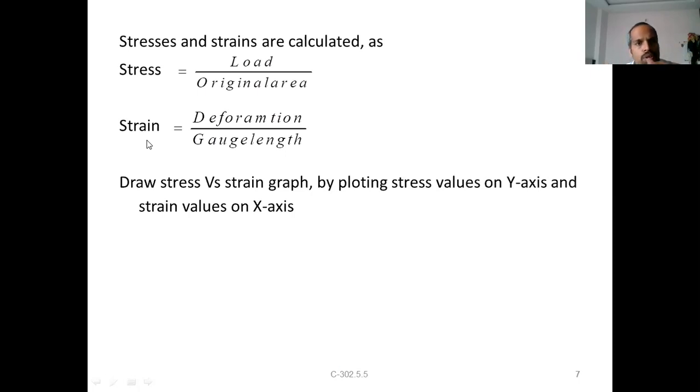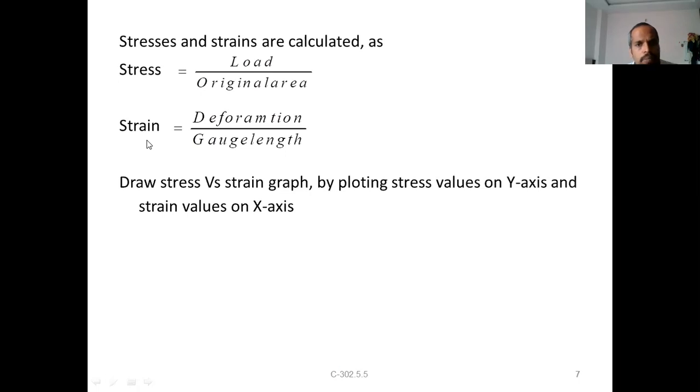Up to that point you go on applying the loads, and at the same time you observe the strains. Note down the strains, which means the change in length, right? Knowing the change in length and load increments, calculate the stress and strain. Once you have all the load increments and deformations, calculate the stresses and strains. After calculating, draw the stress versus strain graph. On the x-axis we take the strain, and on the y-axis the stress.